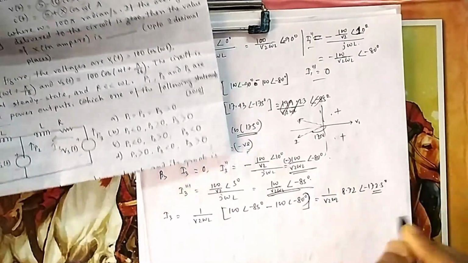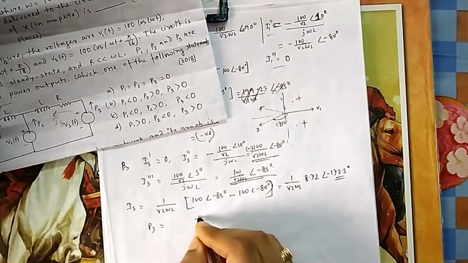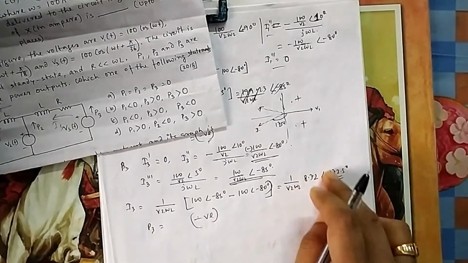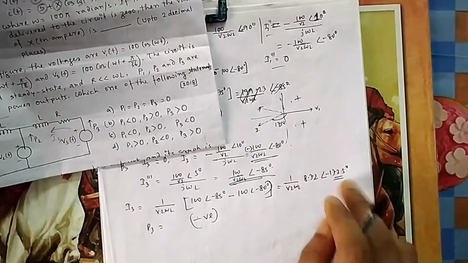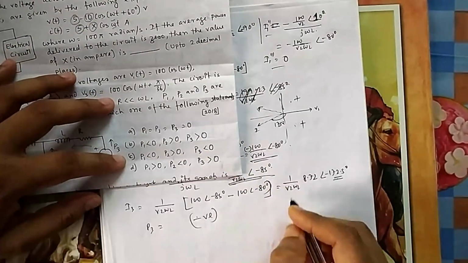Again 172.5 means, if you calculate P3, it will be negative. You are getting it now, why it will be negative? V will be 100 by root 2, and I will be such that cos 172.5 will give you a negative sign. So P3 is also negative. That means now you can see option C is the correct answer.